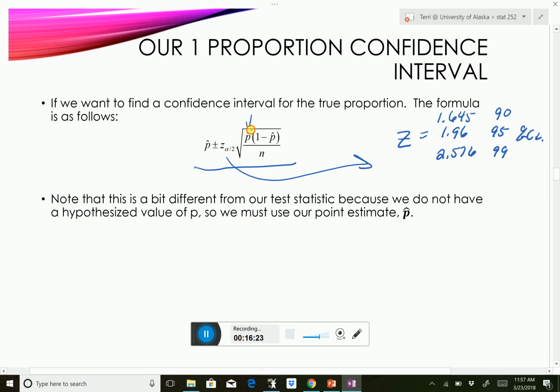And now look, I don't have a p naught, so I have to just use p hat in there. So it is going to be a little bit different. And when we do our assumptions, of course, we just have to make sure that x and n minus x are both greater than 5.